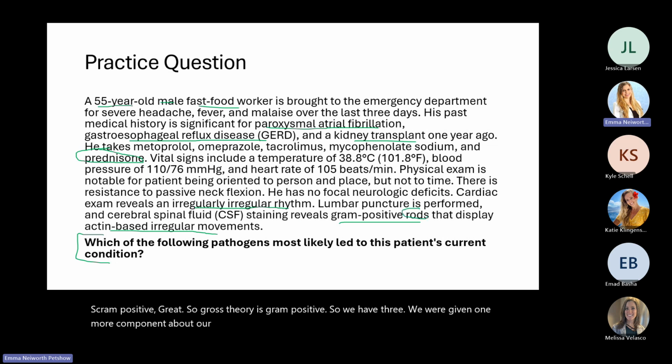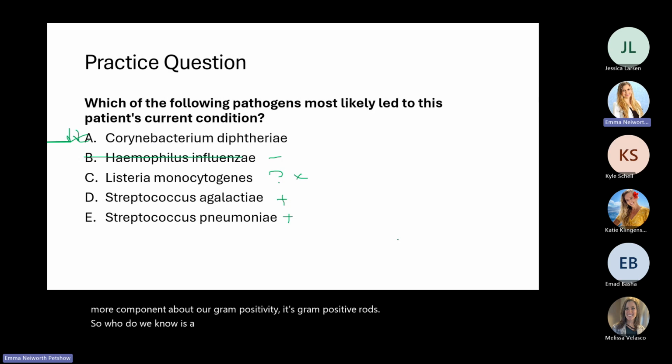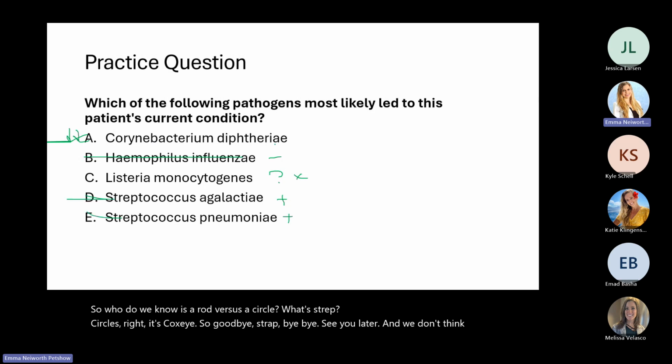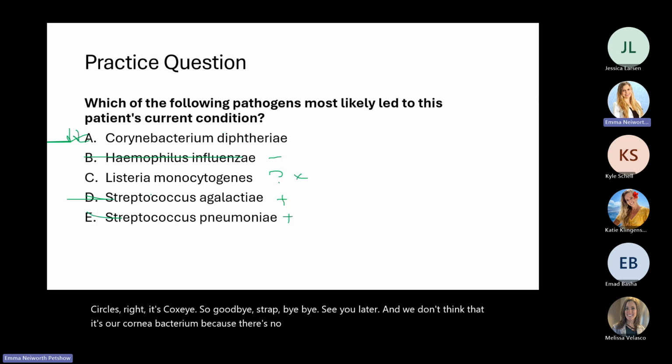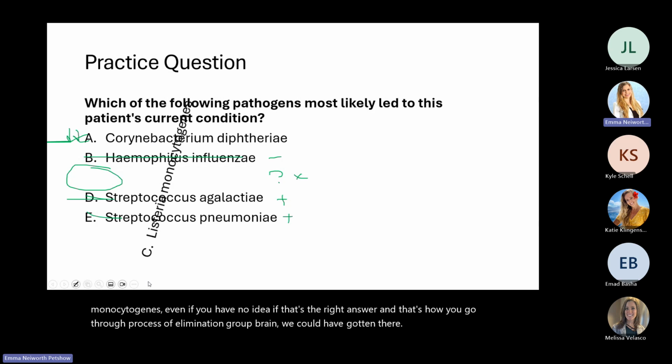We were given one more component about our gram positivity. It's a gram positive rod. So who do we know is a rod versus a circle? What's strep? Circles, right? It's cocci. So goodbye strep. And we don't think that it's Corynebacterium, because there's no signs of any type of respiratory stuff. So we are left with, by process of elimination using just gram stain and morphology, Listeria monocytogenes, even if you have no idea if that's the right answer. And that's how you go through process of elimination. We could have gotten there. That is the correct answer.